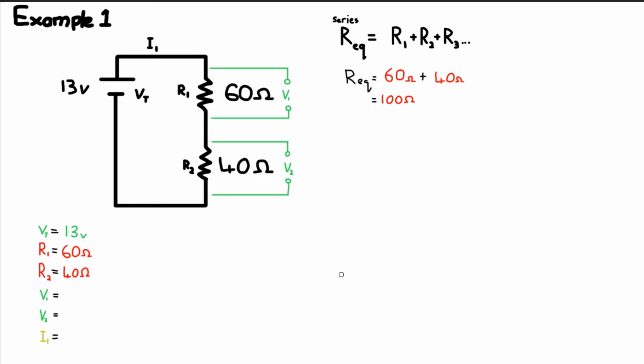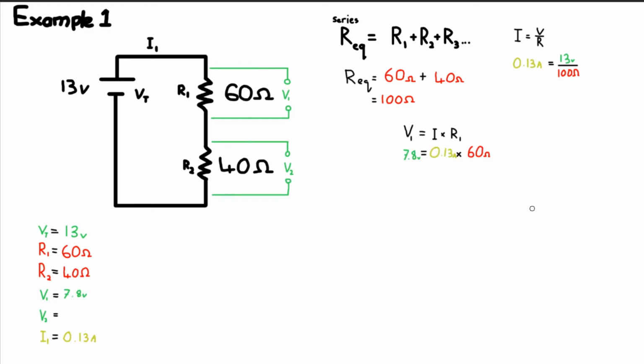To start, because this is a series circuit, we can add the resistors together, which gives us an equivalent resistance, Req. So in series, Req is equal to R1 plus R2 plus R3 and so on. We can then substitute Req for R in Ohm's law to give us a current. So V equals IR can be rearranged to I equals V over Req, which in our case is 13 volts over 100 ohms and gives us 0.13 amps.